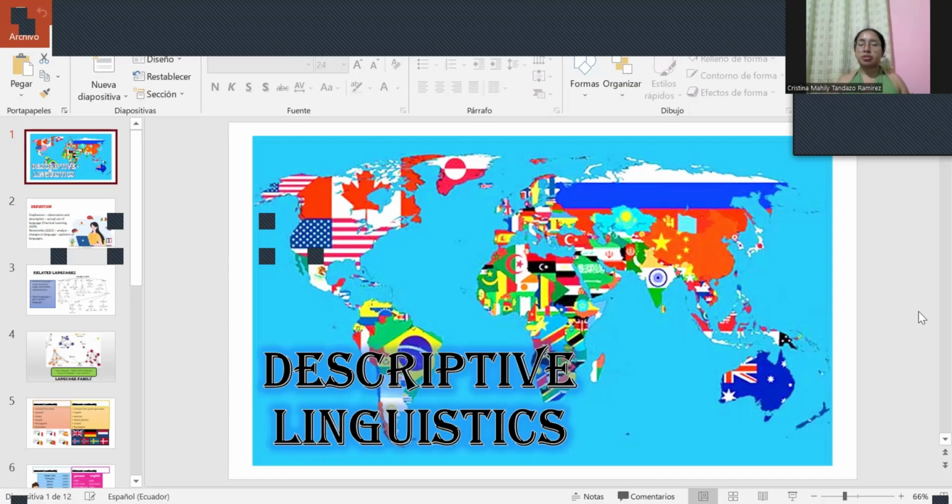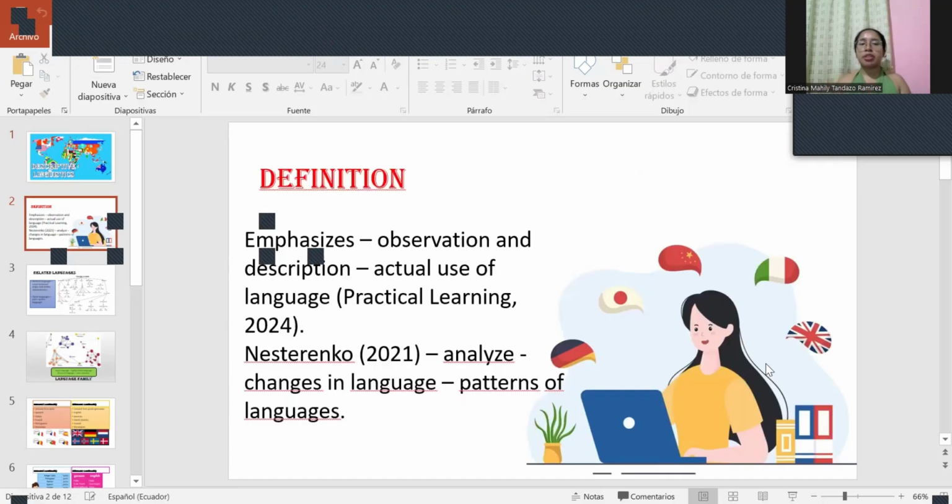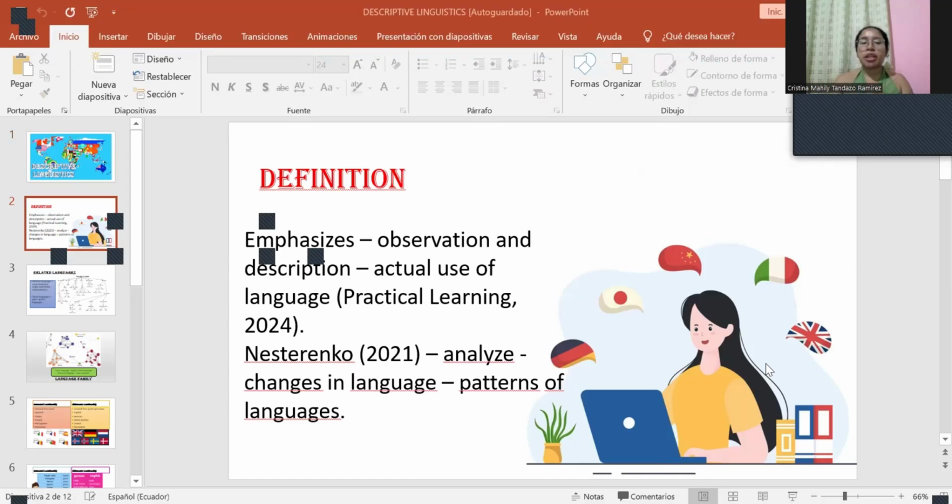The first point is descriptive linguistics, with two different definitions. The first is that it emphasizes the observation and description of the use of language currently in society. And the other is that descriptive linguistics helps to analyze change in language, for example, in patterns of language, like the lexicon, phonetics, and grammar.